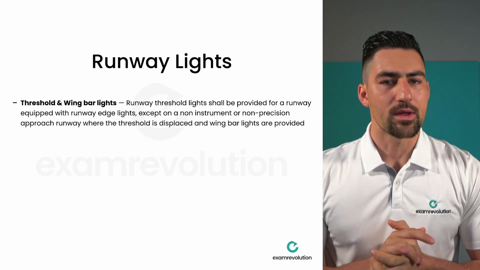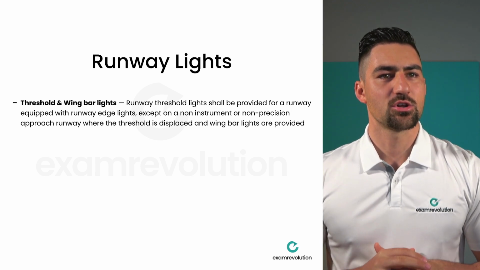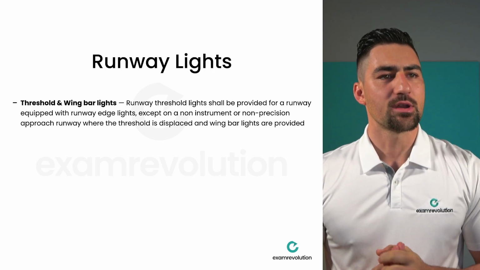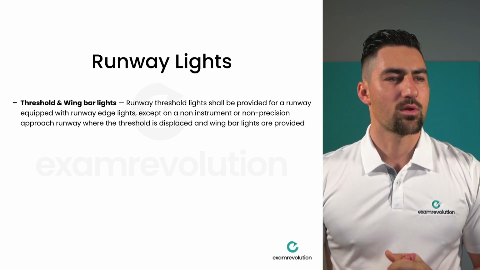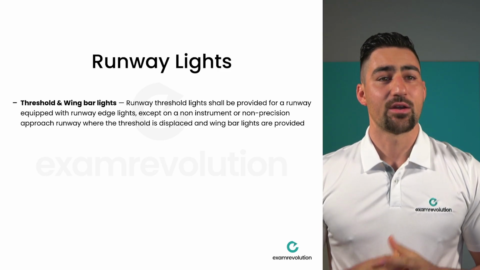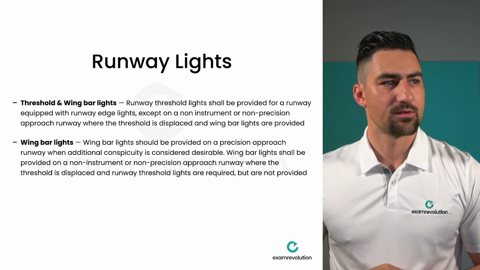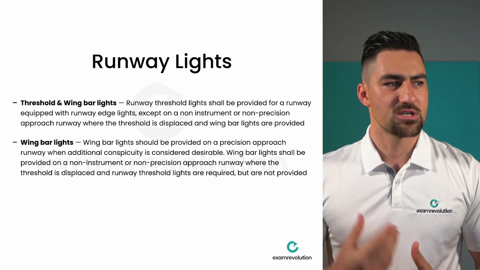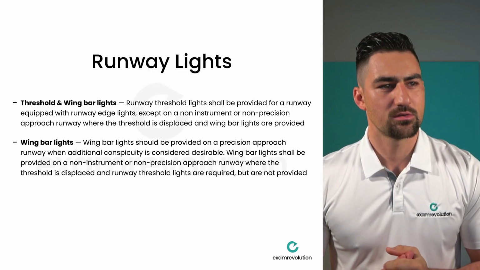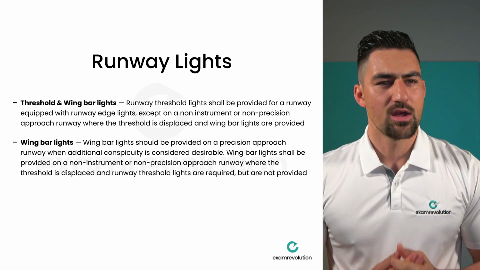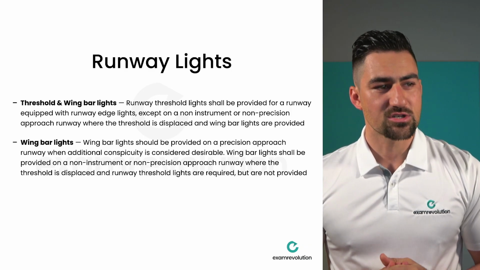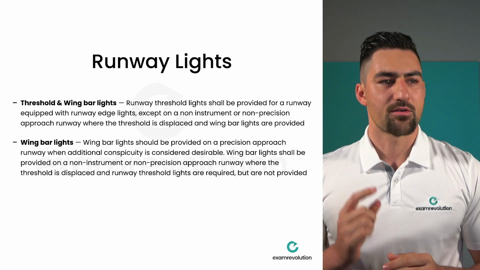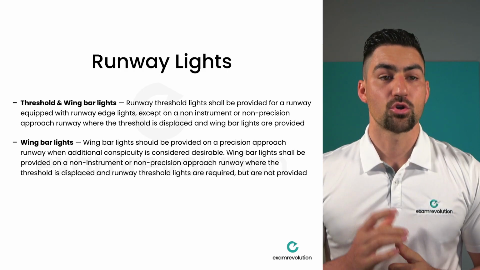Then threshold and wing bar lights. So runway threshold lights shall be provided for a runway equipped with runway edge lights, except on a non-instrument or non-precision approach runway where the threshold is displaced and wing bar lights are provided. Okay. Then what are wing bar lights? Wing bar lights should be provided on a precision approach runway when additional conspicuity is considered desirable. Wing bar lights shall be provided on a non-instrument or non-precision approach runway where the threshold is displaced and runway threshold lights are required but are not provided.